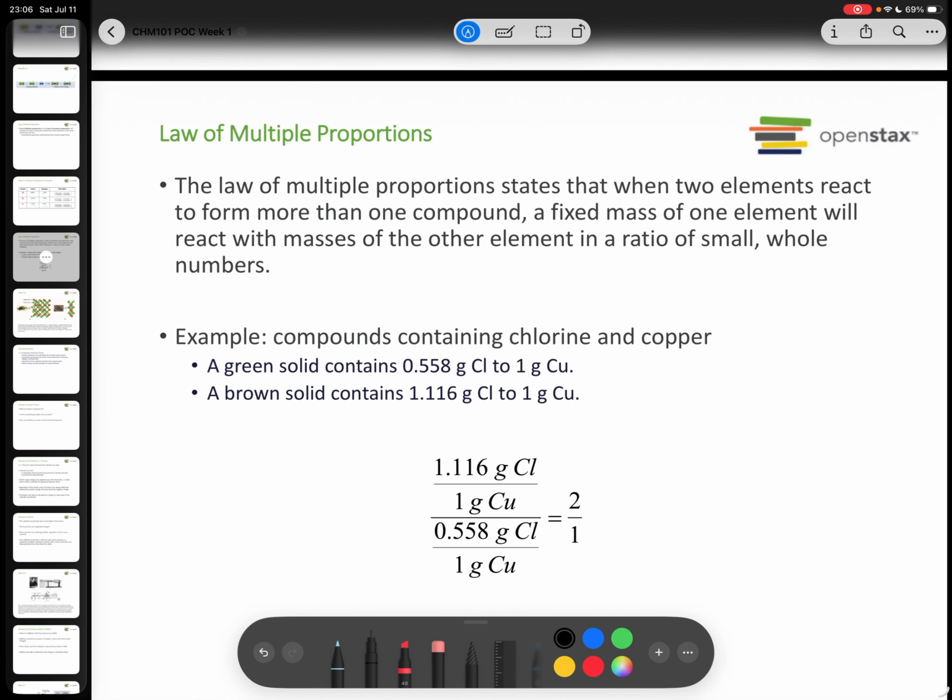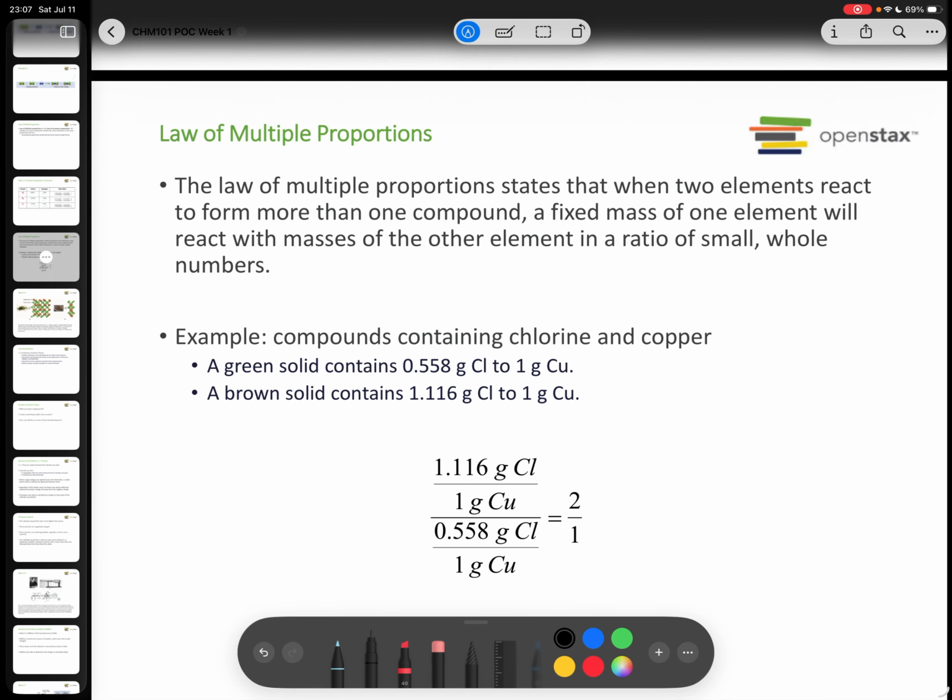So the law of multiple proportions naman applies when the same two elements form more than one compound, okay? So it states that a fixed mass of one element combines with different masses of the second element in ratios of small whole numbers. So ulitin natin yun. Yung law of multiple proportions states that a fixed mass of one element combines with different masses of the second element in ratios of small whole numbers.